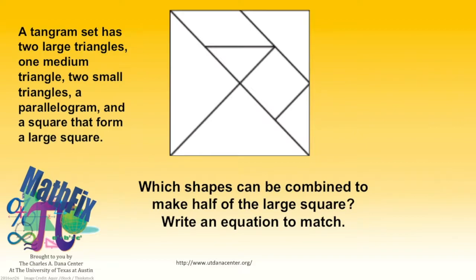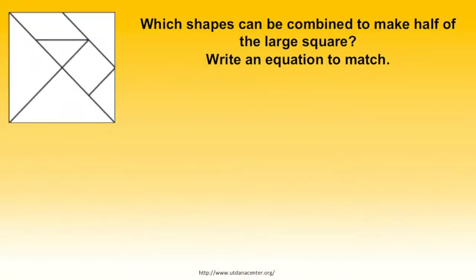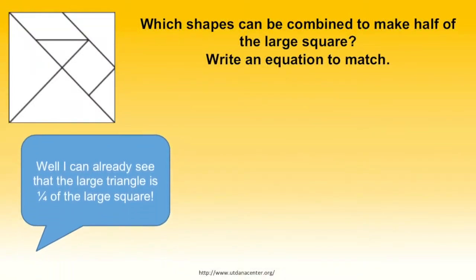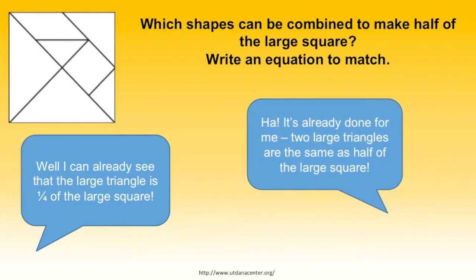Students will be all over the place as they engage in this math fix. Some might start to think about naming each shape as a fraction of the whole, while others will think spatially about combining shapes to make half of the large square. Both are valid and worthy of discussion.